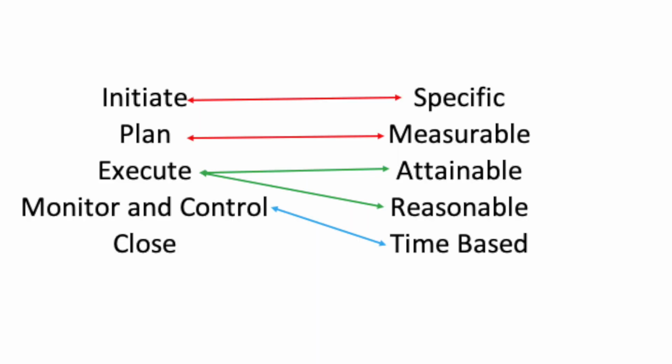To recap, I discussed the SMART model of goal setting and the 5 phases of project management. The steps were initiate, which closely relates to the specific phase of the SMART goal model. Planning, and this closely relates to the measurable part of the SMART goal model. Step 3 is execute, which is related to attainable and reasonable in the SMART model. Monitor and controlling, which is closely related to time-based in the SMART model. And lastly, step 5, which is closeout of the project.